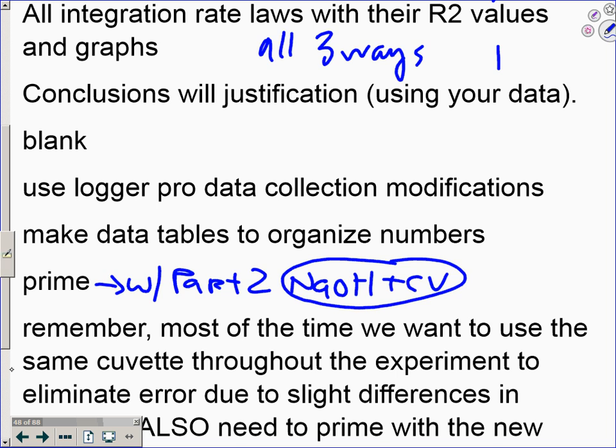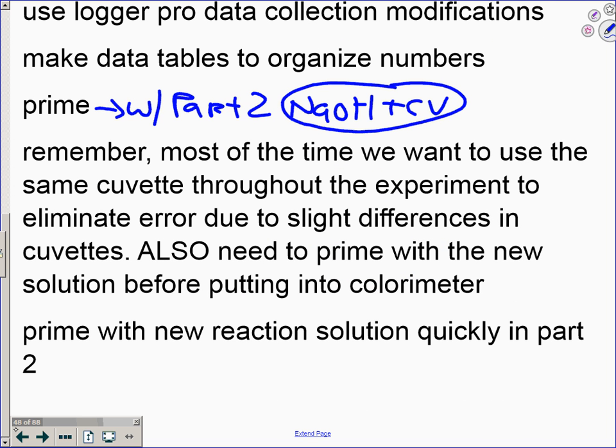And then my last comment was that be sure that you're using the same cuvette, because there are slight differences in cuvettes, so we always want to try to eliminate that error from our experiments.